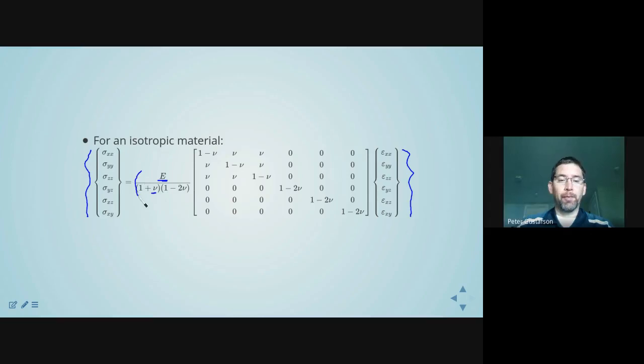Now, this entire term here multiplies the matrix. So really, in all these cases, there's an E along all of these components. But obviously, it's just multiplying the entirety of the matrix.